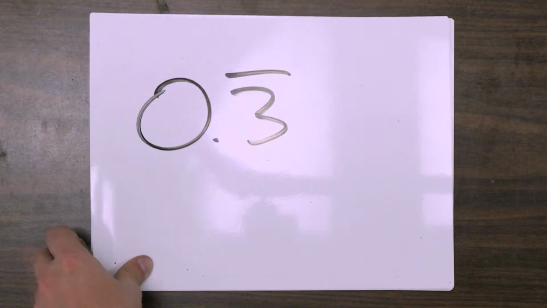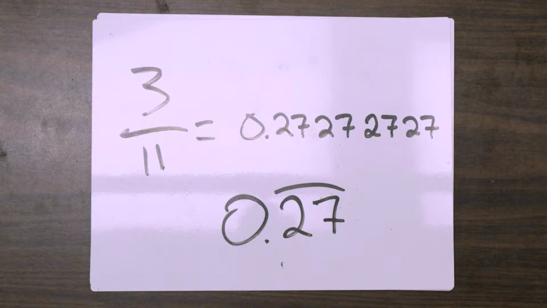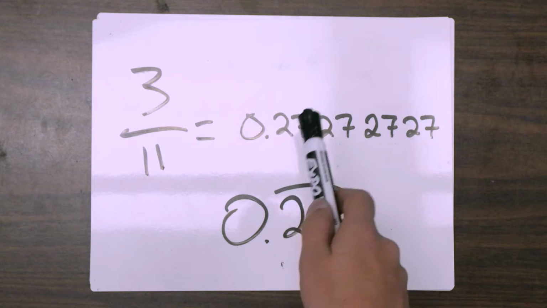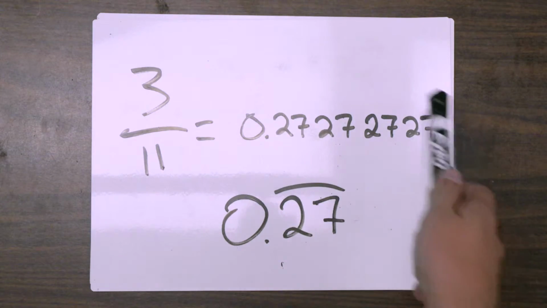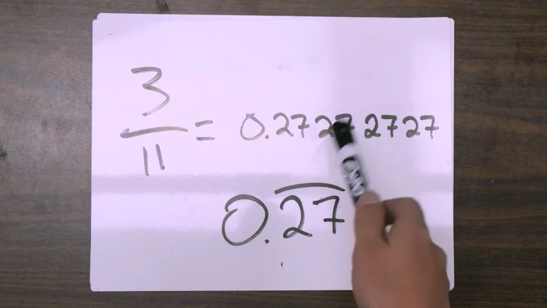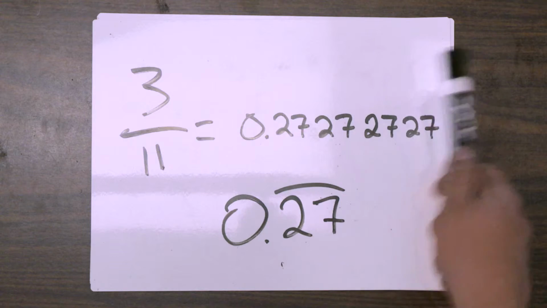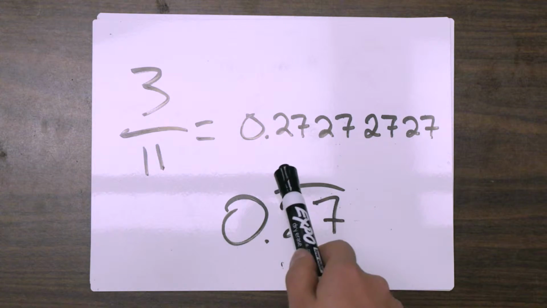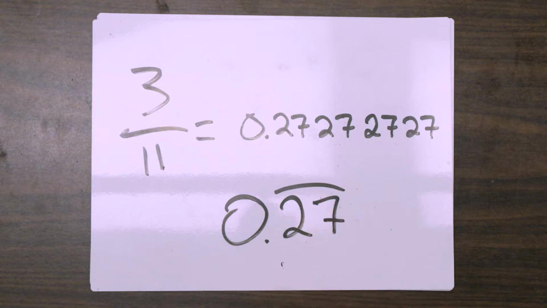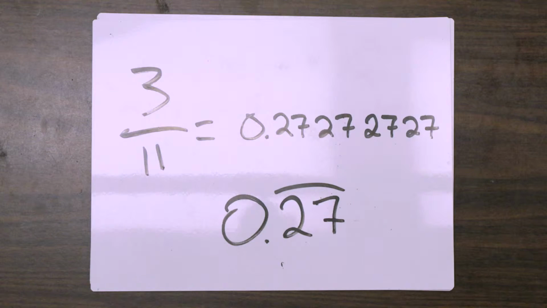So here's another example. The fraction 3/11 gives us the decimal 0.27272727. Well, I can see there's a pattern forming here, 2727, it just repeats itself. Rather than writing 27 forever, because I don't have time for that, I'm going to write it as 0.27 and just write the line over the 27, because that is the pattern that is repeating forever.